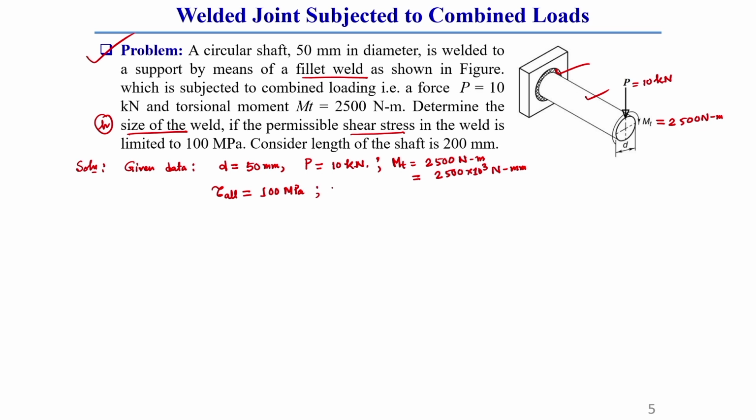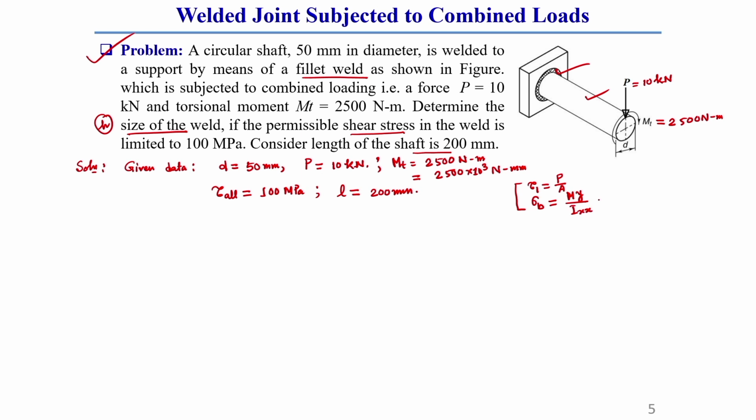Now another piece of data is given: the length of the shaft L is 200 millimeter. So here we already have the idea of the primary shear stress tau 1 due to the direct load, which is equal to P by A. We also have the idea that sigma B is equal to M y by I, here I x x generally.